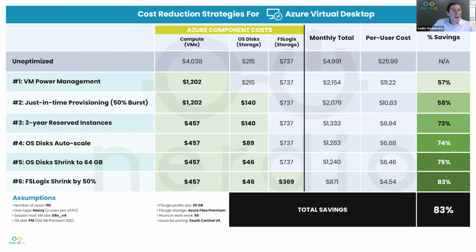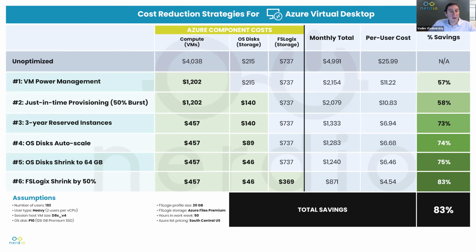The next three have to do with storage optimization. The first one here is called operating system disk autoscale. And if you'll recall, in our assumption here, we're going to be using a premium SSD disk, 128 gigabytes for each of these session hosts. And this is a very high performance but high cost disk. Now, why would we want to use it? Because we want to give our users the best possible experience while they're logged in. So when they're logging in, logging out, running applications, we want them to have the best possible experience. So the cost is really justified.